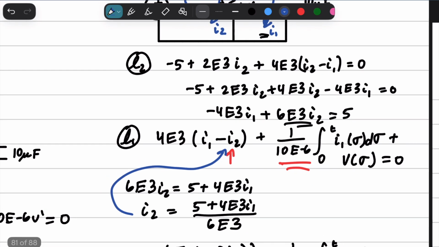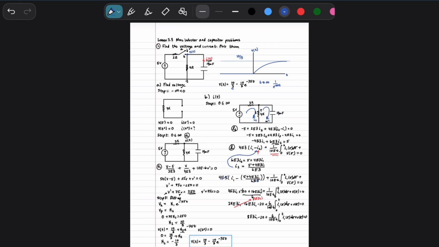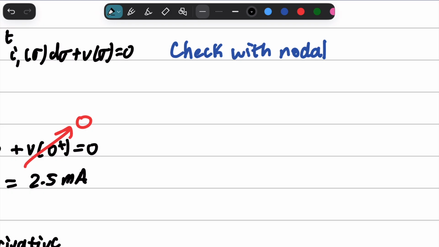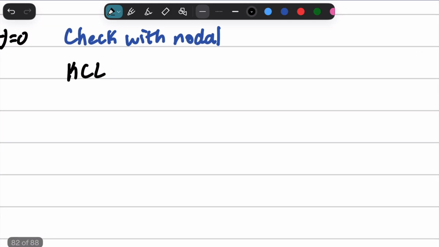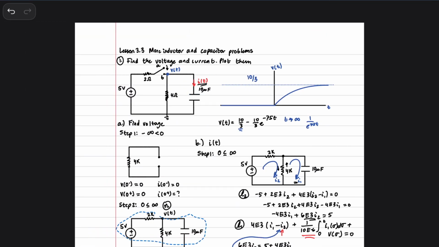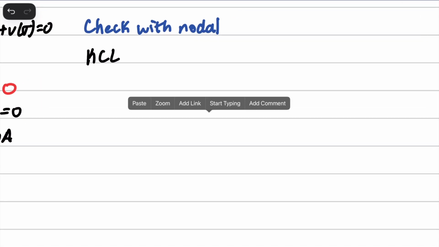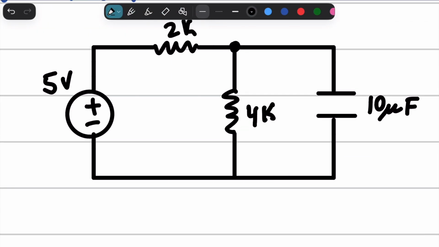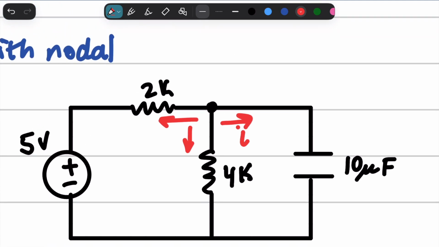You're going to have to do a lot of algebraic manipulation. So why not instead utilize KCL? Okay, KCL in the nodal analysis. So if we go ahead and get our circuit at the infinity portion, we know that our KCL is looking like this, right? And we want to find this one right here.